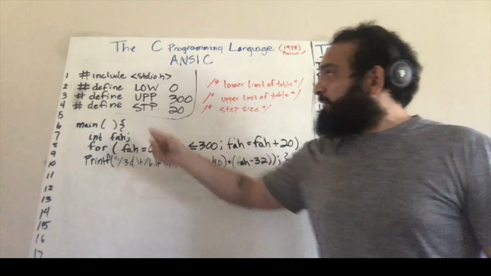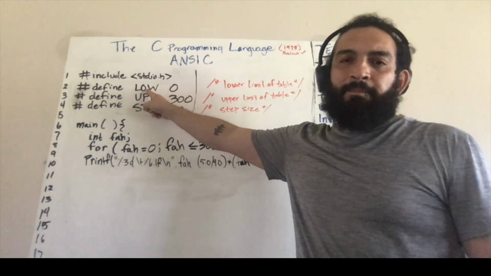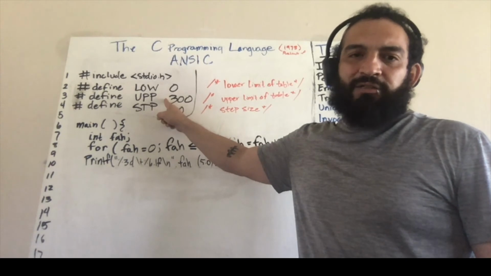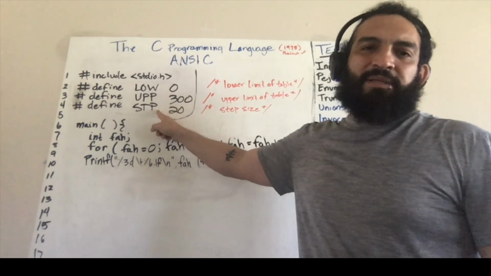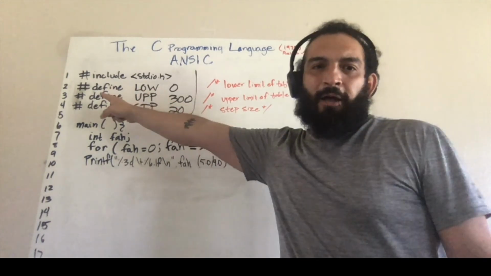You're saying whenever you see these three letters, capital letters, instead of using them, use 0. Okay. Whenever you see UP, replace it with 300. Every time you see STP, replace it with 20. That's all this is. This is the #define, octothorpe define.